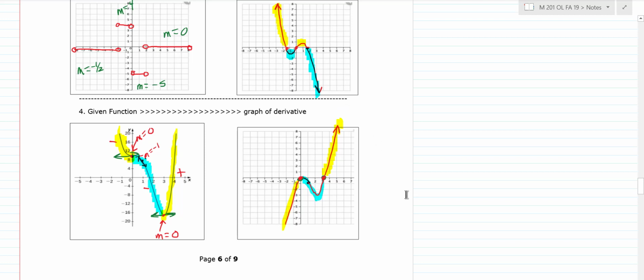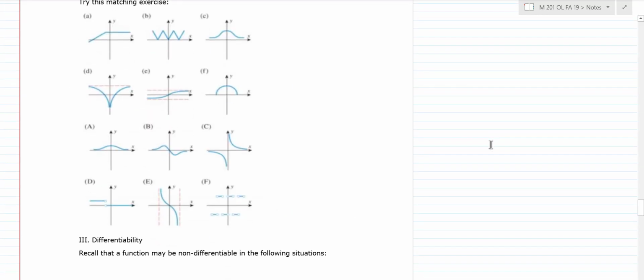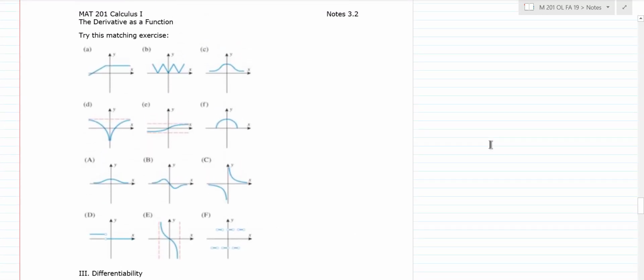Okay, so that's how that would work out then. That's the graph of the derivative idea. Okay, so that'll kind of wrap that up then. So on the next page, I'm going to let you do one more thing and see if you can do this activity.